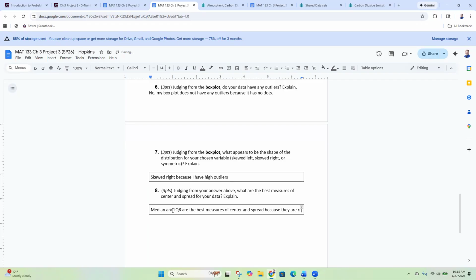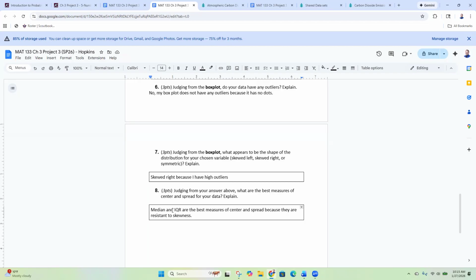The reason why is because they are resistant to outliers, or skewing. They're resistant to skewing or skewness. Yes, that's a word. Skewness. I mean, any of those is fine. But the median and the interquartile range are ways of measuring your center and your spread.